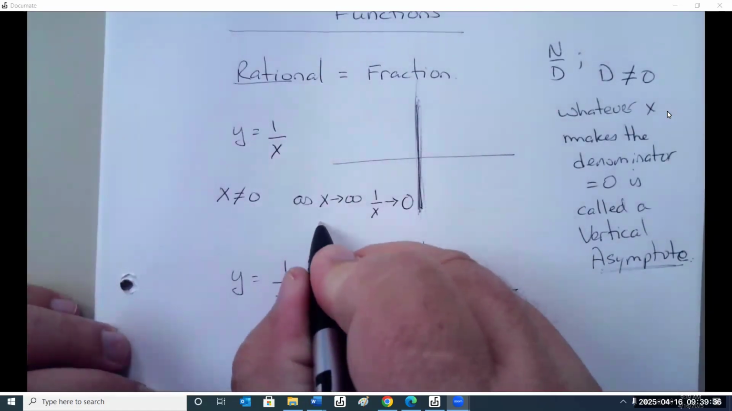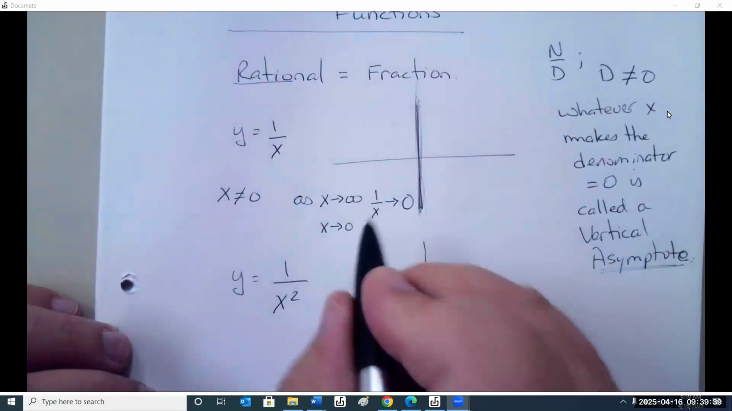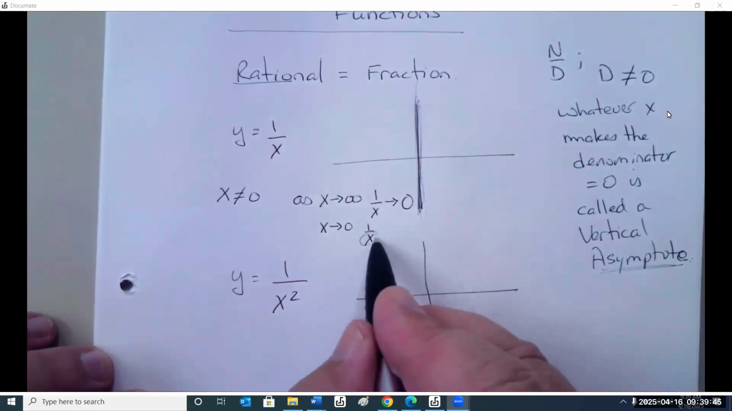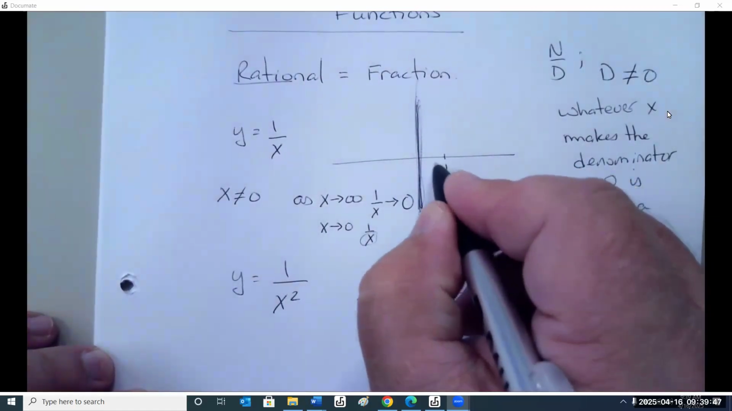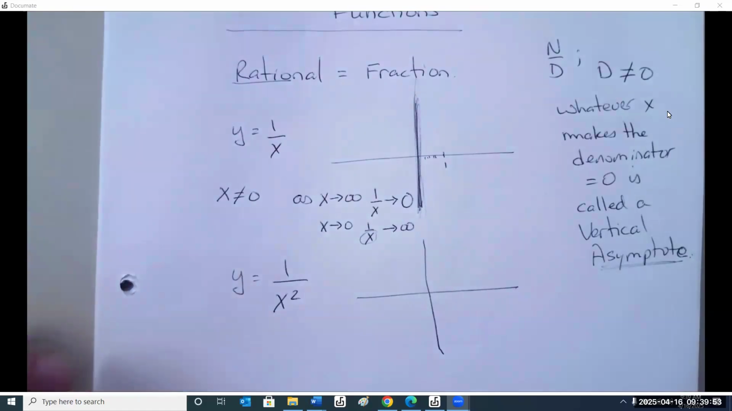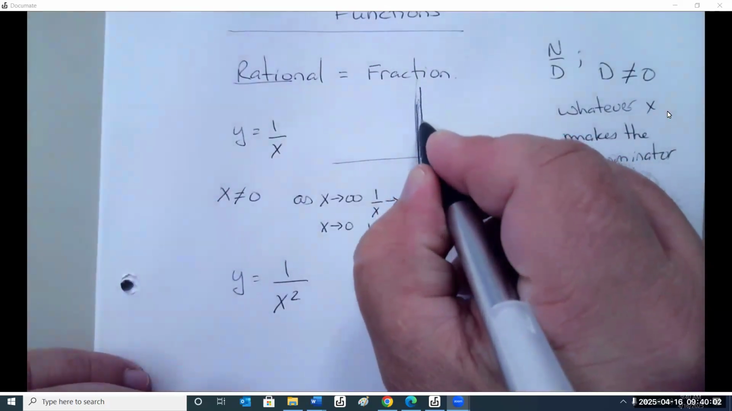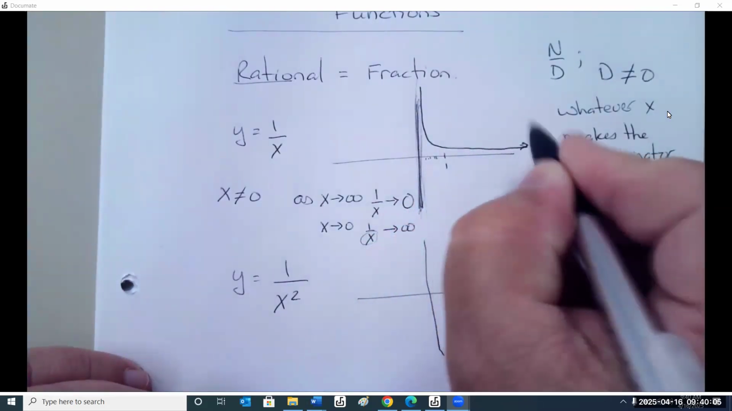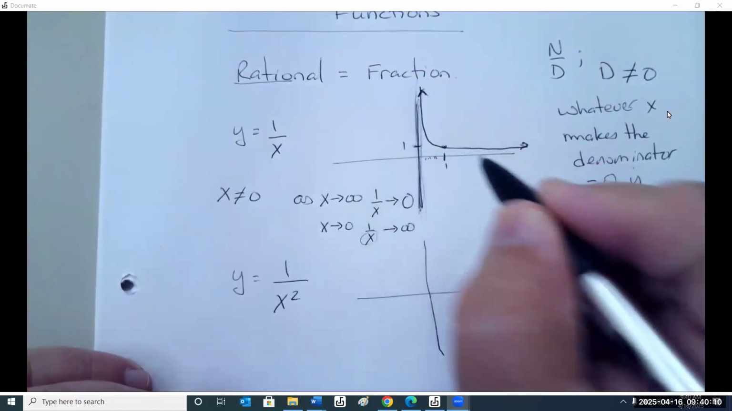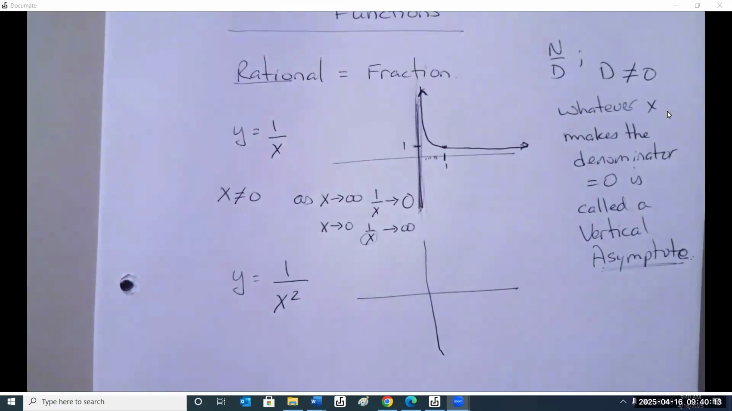Conversely, as x goes to 0, remember, as it gets closer to 0, it becomes a fraction. So this number goes to infinity. So our graph will look like this. At 1, it equals 1. That's only the positive side.